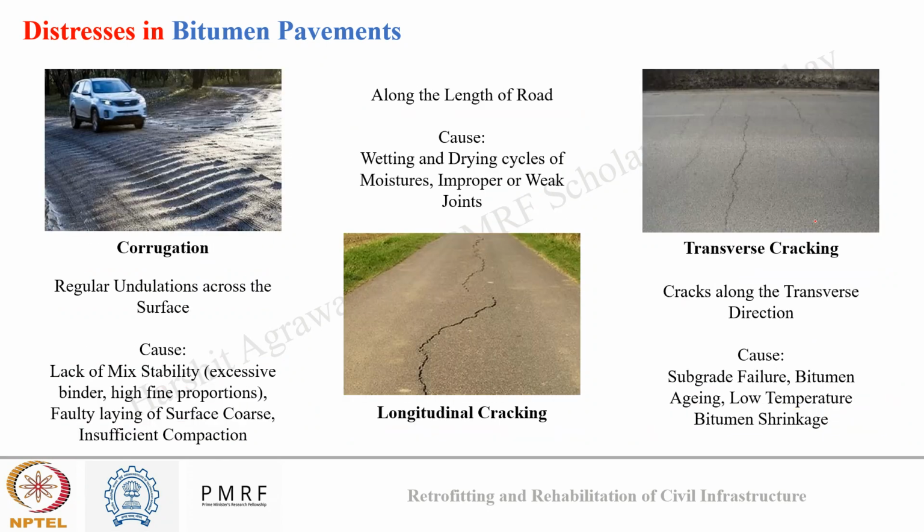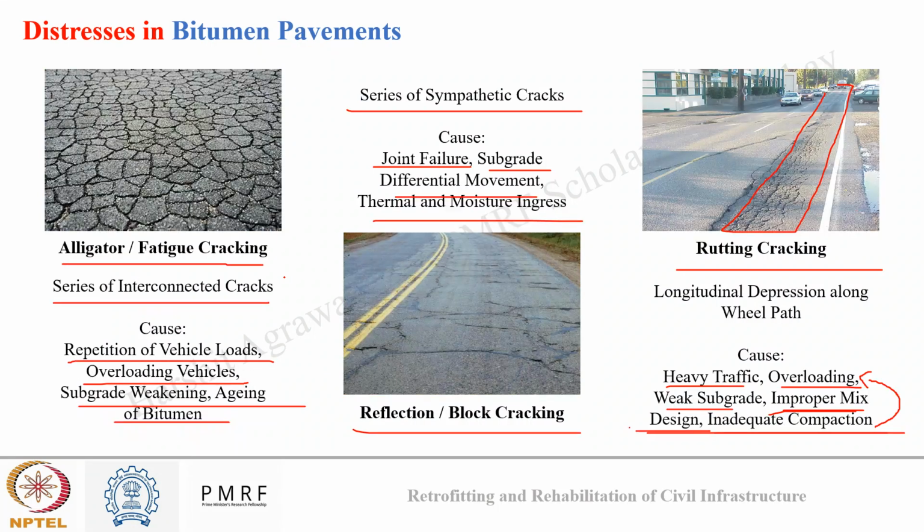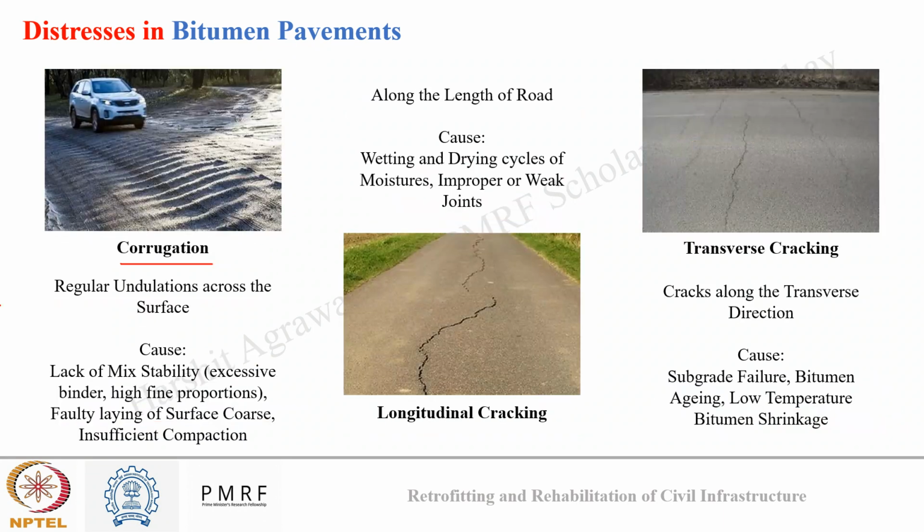Okay. Fourth one is corrugation. So in the rutting cracking, we saw there were longitudinal depressions. Here there are transverse depressions, or we say regular undulation across the surface. These are again mainly caused by lack of mix stability, in which there can be excessive binder or high proportions of fines, which can cause such instability in the pavement, or faulty laying of surface course or insufficient compaction can again result in corrugation.